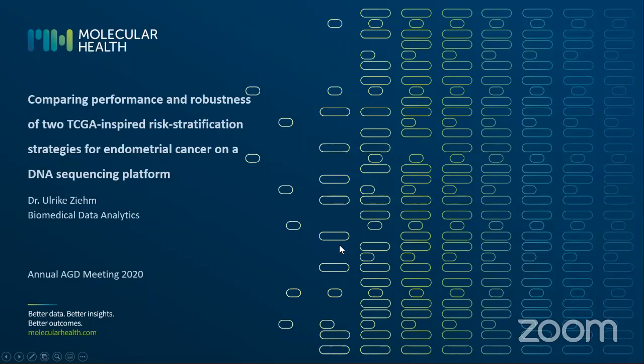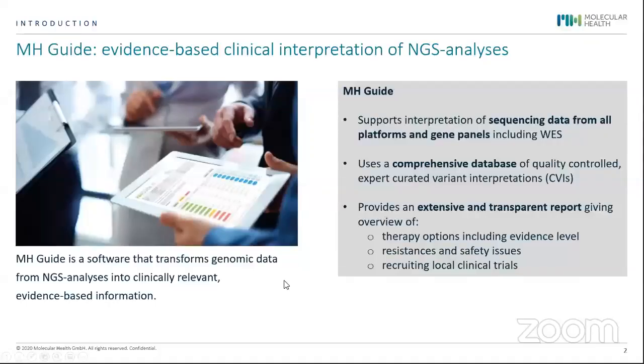I'm data scientist at Molecular Health, and I will present today a study where we were comparing the performance and robustness of two TCGA-inspired risk stratification strategies for endometrial cancer on a single DNA sequencing platform. Very short introduction to our software, MHGuide. MHGuide is a software that enables evidence-based clinical interpretation of NGS analysis. In this case, we're talking about tumor NGS data.